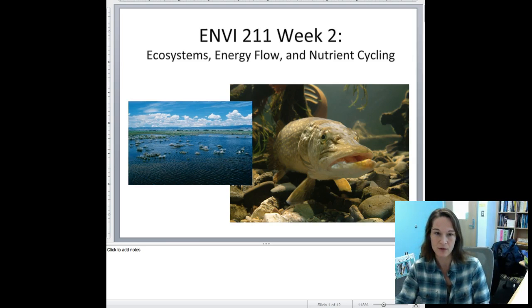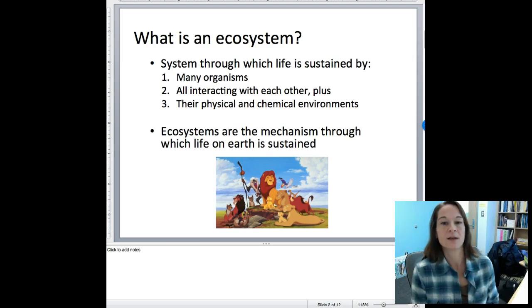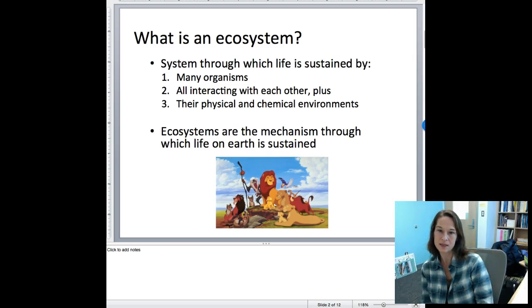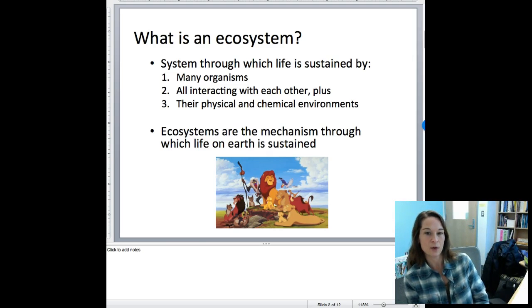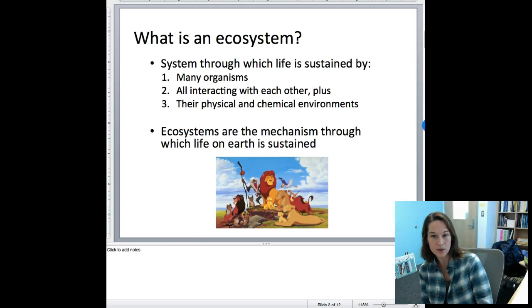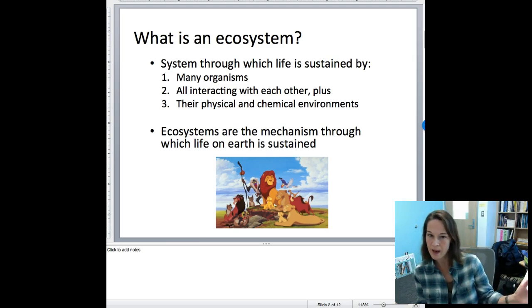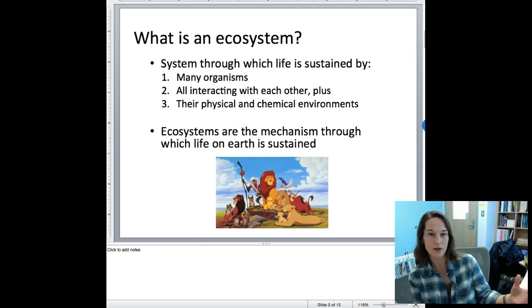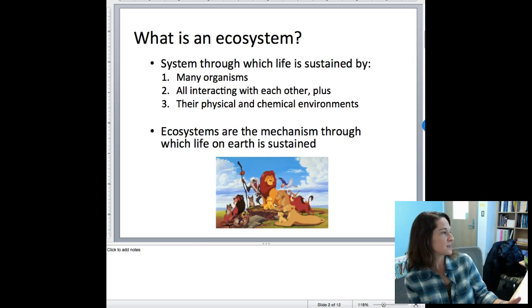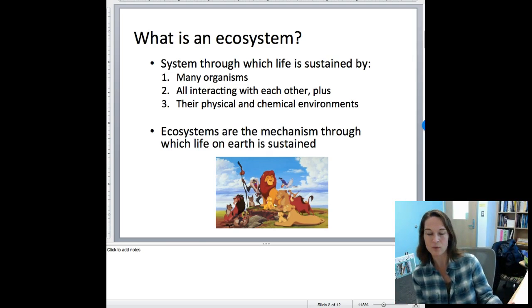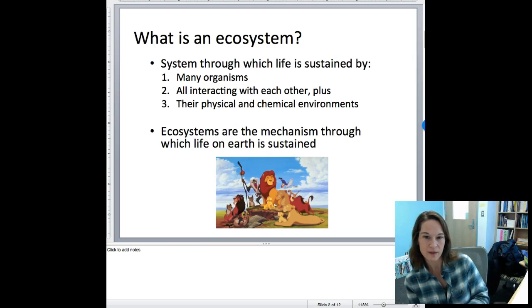So I want to make sure that everybody understands fully what an ecosystem is. What is an ecosystem? It is a system through which life is sustained by many organisms, all of them interacting with each other, and their physical and chemical environments. So it's the whole shebang. When you look at an environment, say the boreal forest, all covered with snow right now, here in Alaska, you're looking at a whole bunch of different living things, all of them interacting with each other.